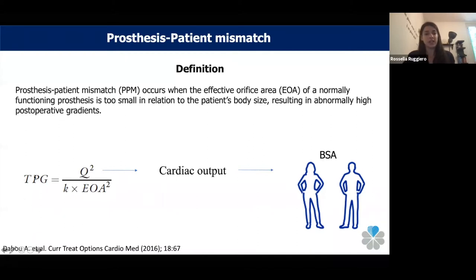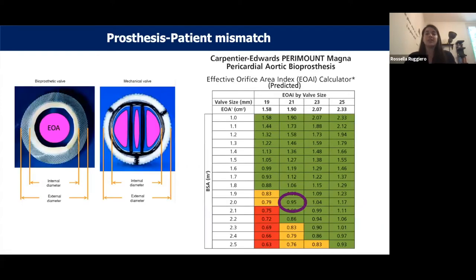As you can see, transprosthesis gradient is related to the transprosthesis flow, which is inversely related to the effective orifice area. But the flow through the valve is related to the cardiac output, which is related to the BSA. So to better understand this concept, let me show you an example in 1 minute.